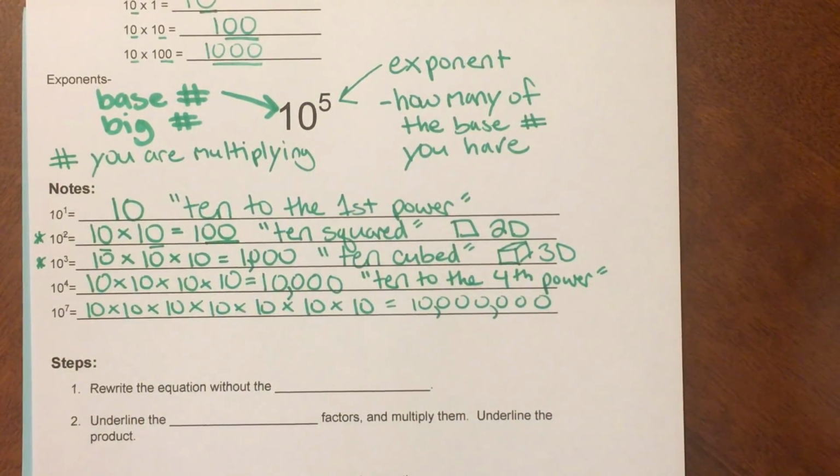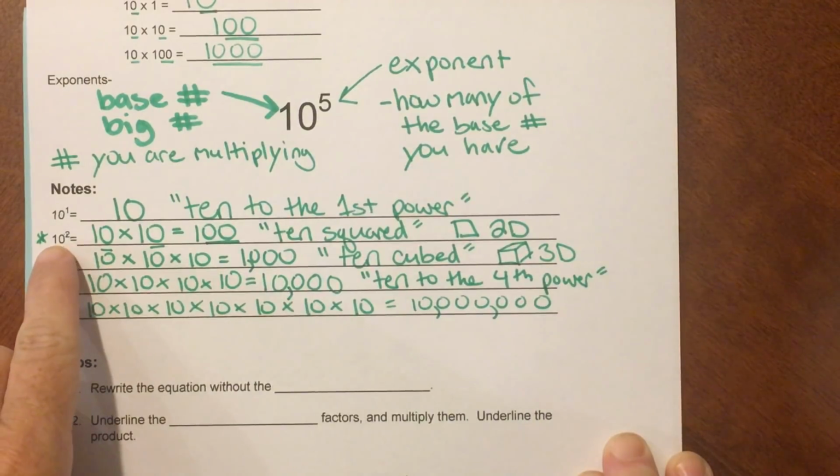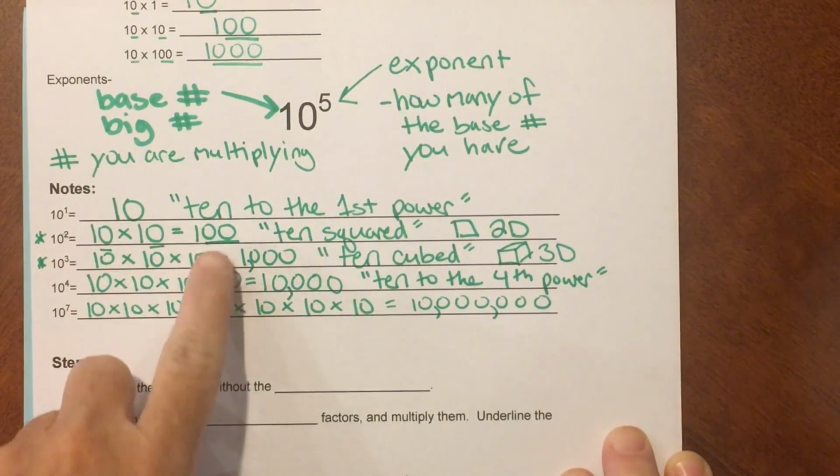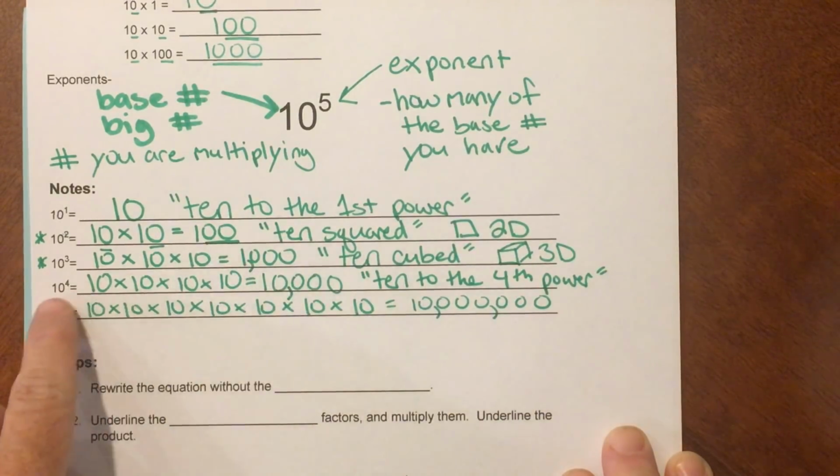Okay, those notes should really help you. Now, hopefully you saw the pattern so you don't have to solve them each time. When it was 10 squared, the answer had 2 zeros. When it's 10 cubed, the answer had 3 zeros.